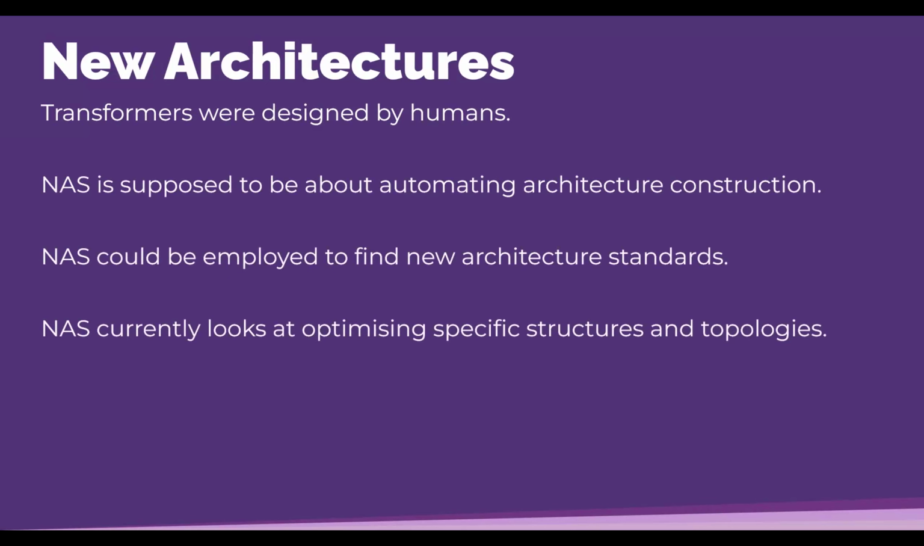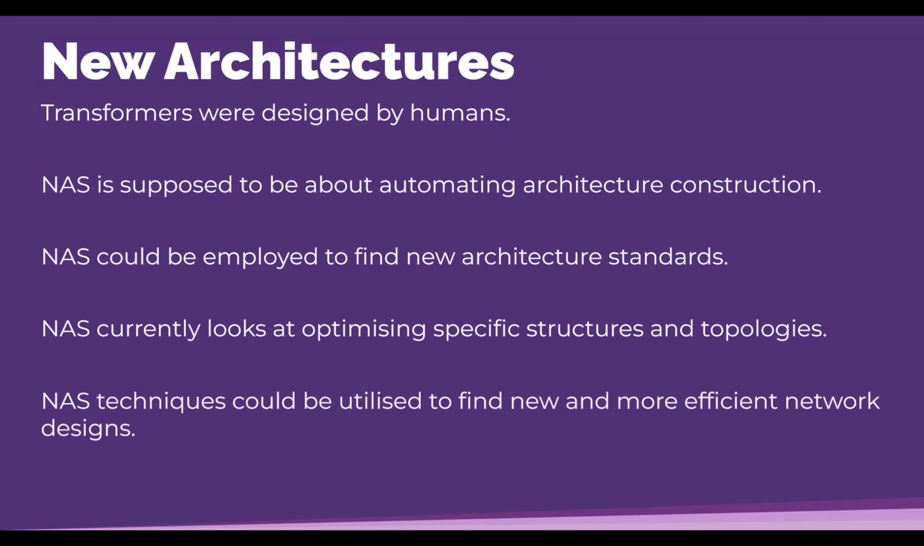NAS currently looks at optimizing specific structures and topologies. As I said, we use a very specific search space for a very specific structure, but there's no reason necessarily that it should be limited to that. If NAS is about automating network design, if we apply a bigger and more fluid search space, why can't NAS be used to find what the next big architecture will be? Why couldn't NAS find the transformer? Why couldn't NAS find whatever is going to replace the transformer?